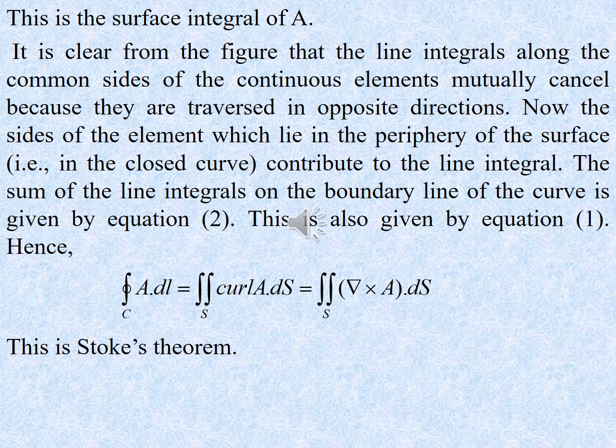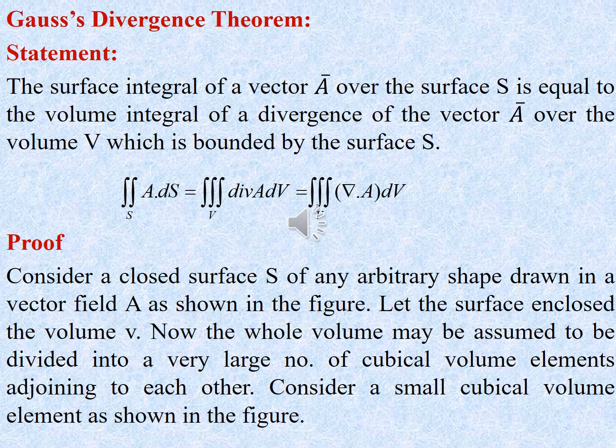The sum of the line integrals on the boundary line of the curve is given by closed integral A dot dl is equal to double integral S curl A dot ds, that is equal to double integral S del cross A dot ds. So this shows Stokes theorem. Next one is the Gauss divergence theorem.